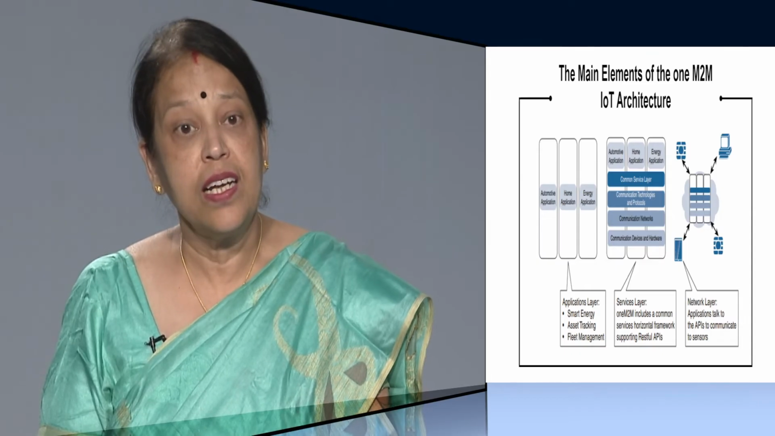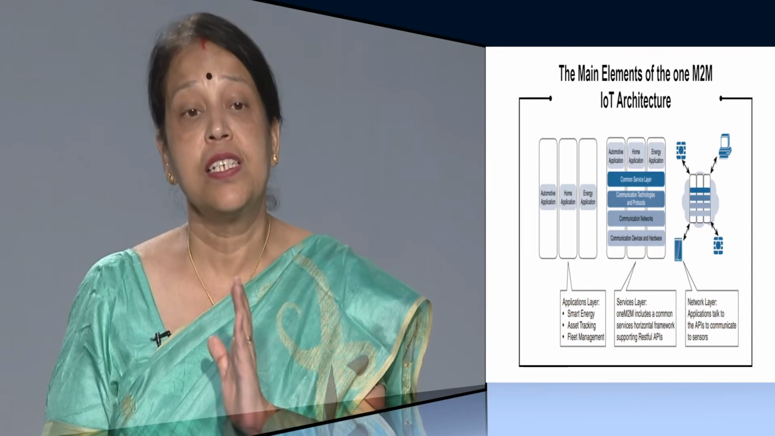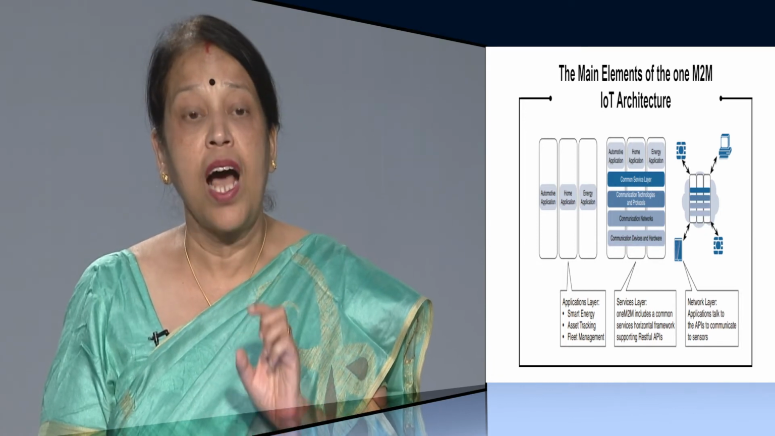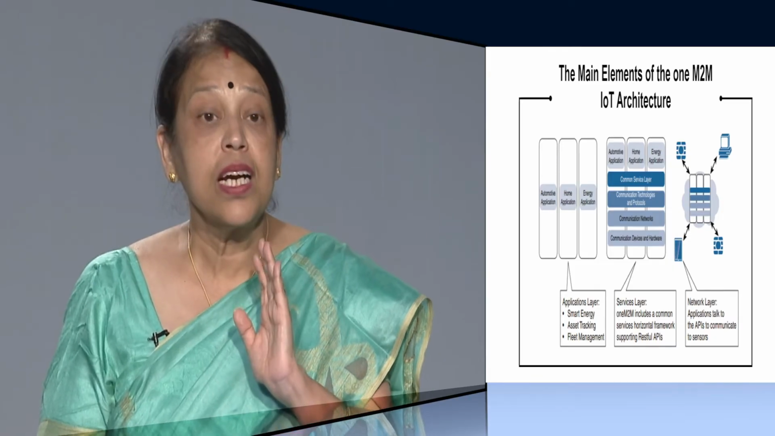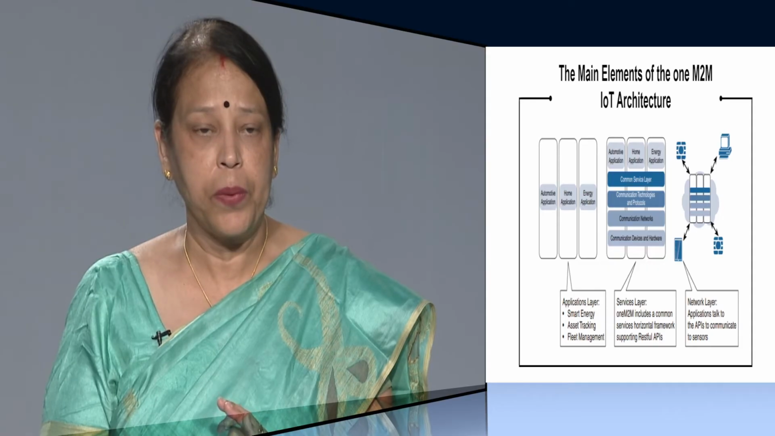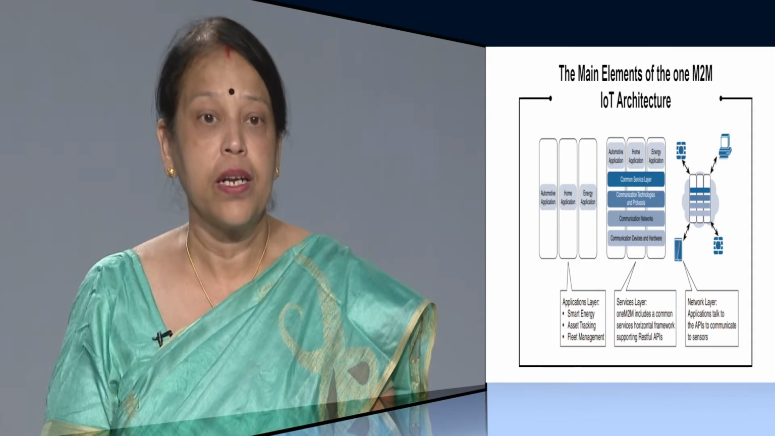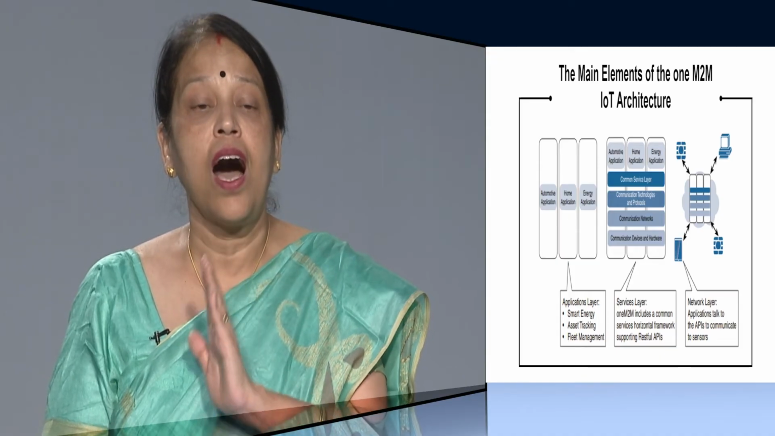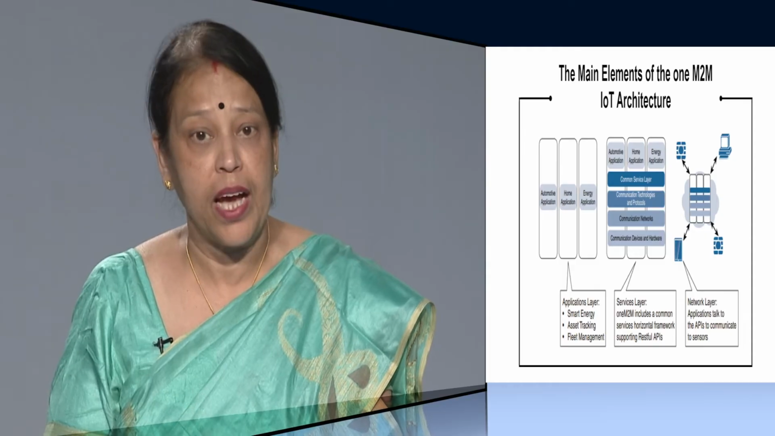In the service layer, there are the application support services. That means to run an application, what services are required? What communication services are required? What risk management services are required? What application management services are required? Those services are stored in the service layer in terms of APIs.